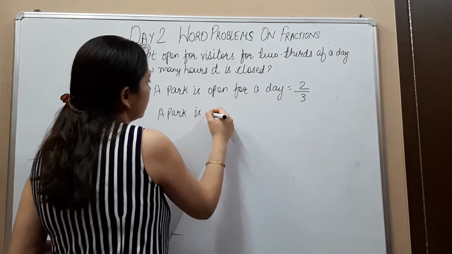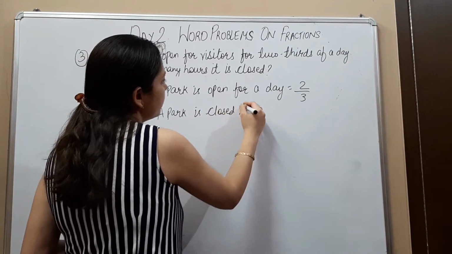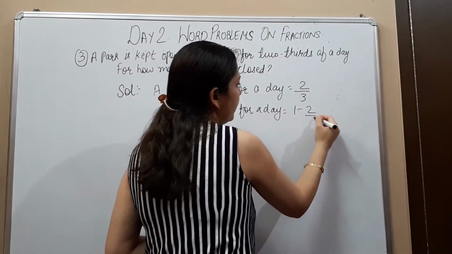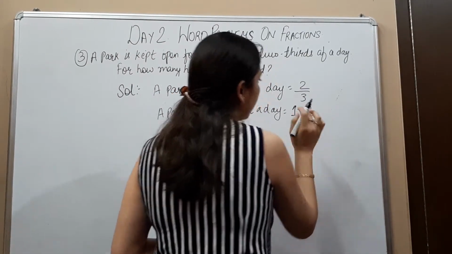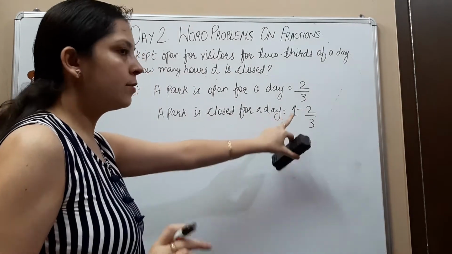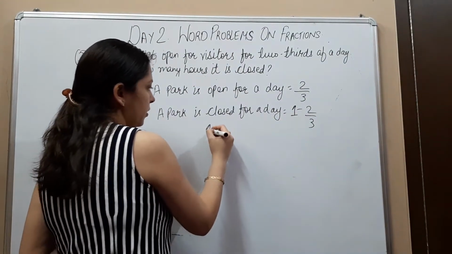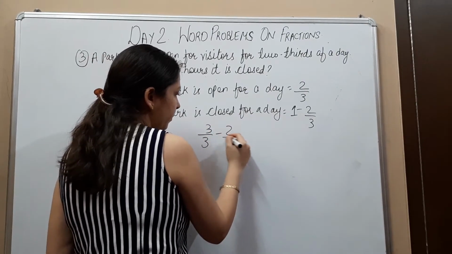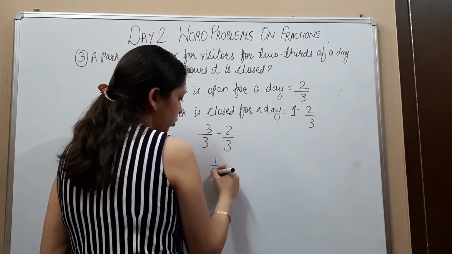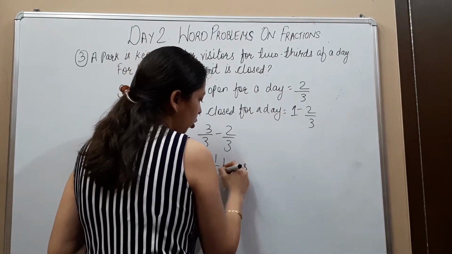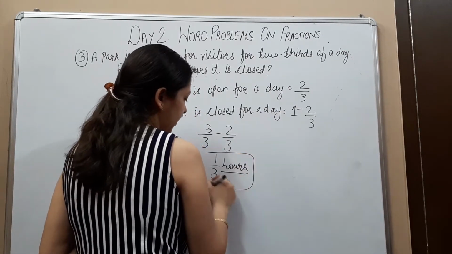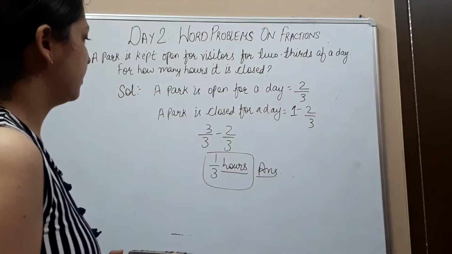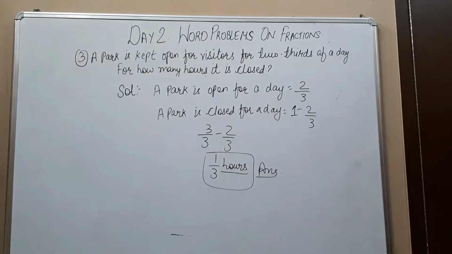A park is closed for a day. How many hours is it closed? We will subtract this from 1, because the whole is 1 in all fractions. So we can write 1 as 3 by 3. So the answer is 1 by 3 hours. The park is closed for 1 by 3 hours. I hope you get this question.